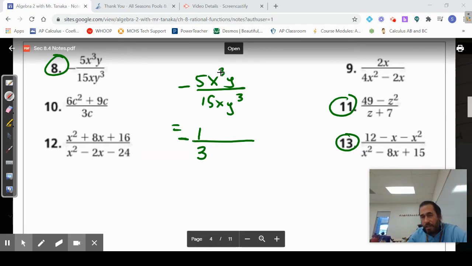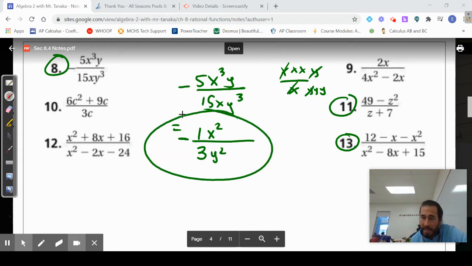And then look, I have 3 x's upstairs and 1 downstairs. I'm left with 2 x's upstairs. And then what about the y's? I've got 1 upstairs and 3 downstairs. I'm left with 2 y's downstairs. That's all you have to do for something like that.